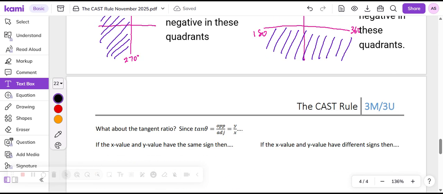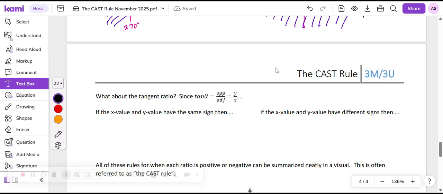Well, what about the tangent ratio? This is the last shortcut we're going to make use of. So tan is opposite over adjacent. And based on all the triangles we've been using today, that means the tangent is the y value over the x value. So guys, think about it. If the y value is positive and the x value is positive, that makes tan positive because you're dividing the same sign, right? Same thing if it's negative over negative. So if the x and y value have the same sign, then the tan of the angle will be positive.